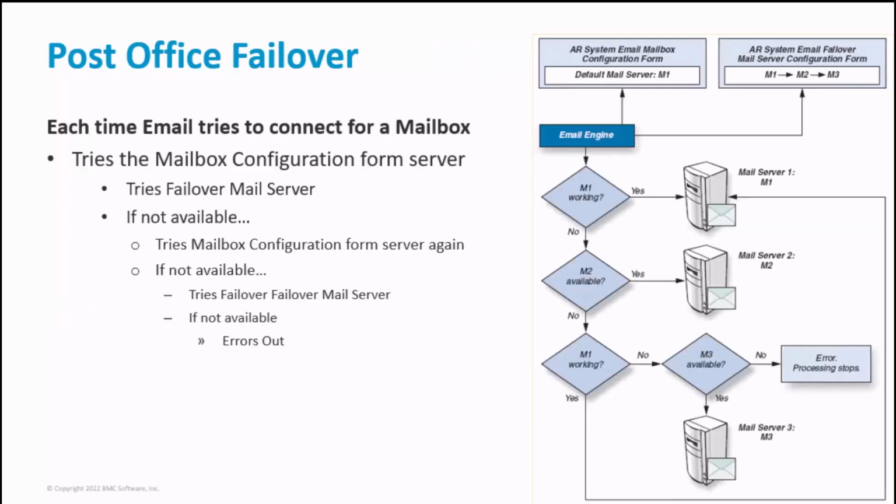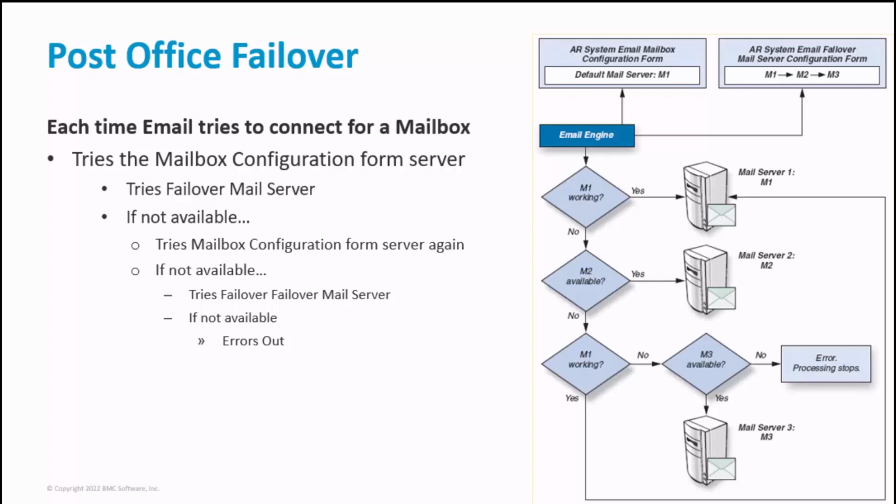So here's a flow chart of how the post office failover works. Each time the email engine tries to connect to a mailbox, any of your mailboxes, it will try to connect to the server that's configured in the mailbox configuration form. If that server is not available, then it will try to connect to the alternate server that's listed in the AR system email failover mail server configuration form.